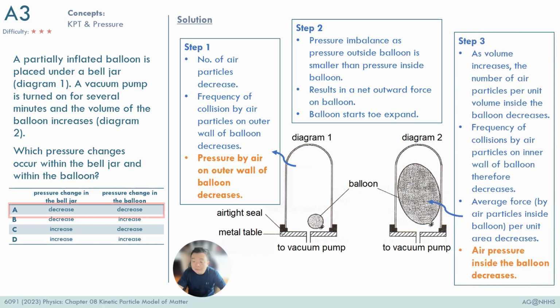And lastly, for step 3, now let's shift our focus to what's happening within the balloon itself. As the balloon starts to expand, the volume inside increases. So this means that the number of air particles per unit volume within the balloon decreases. So the frequency of collision by the air particles on the inner surface area of the balloon, now the inner surface is very big already, and the volume very big. So the chances of these air particles, which did not change in numbers inside the balloon, hitting the inner wall of the balloon will decrease.